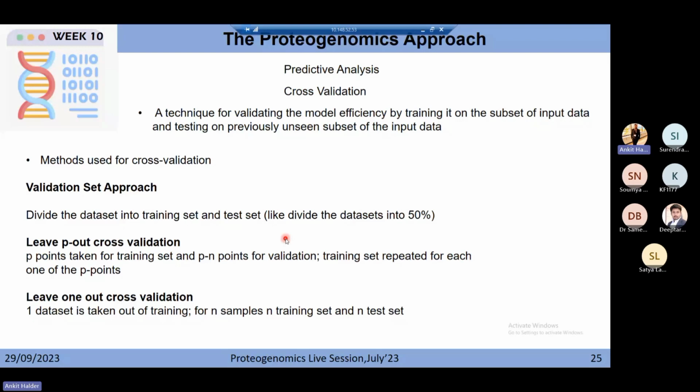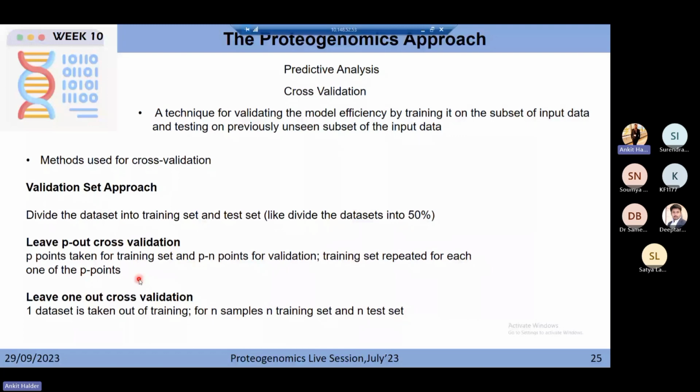Another method that can be used is leave p out cross validation, where p points are taken for the validation set and n minus p points are taken for training, and this is repeated for each one of the p points.